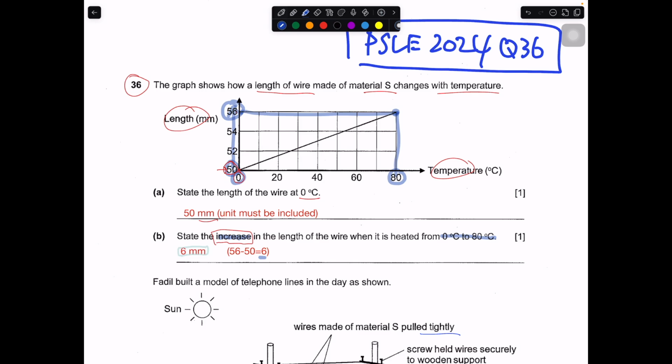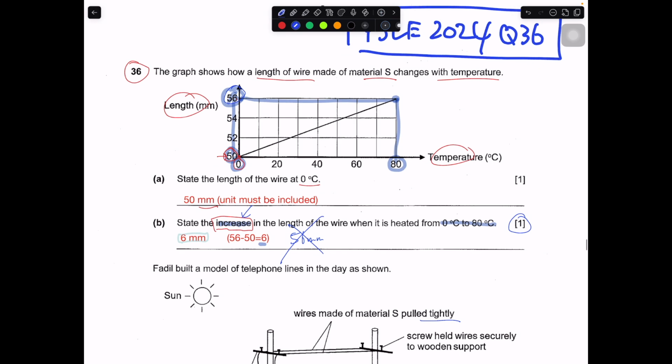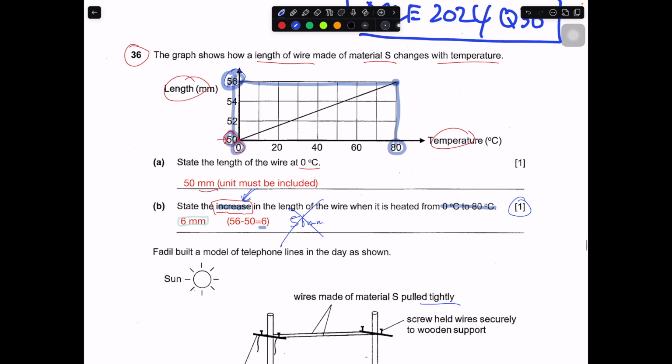Some of you who never read carefully will straight away write 56 mm, which is wrong. 56 is the total length. 56 is not the increase. 6 mm is the increase. So read this part very carefully. This is a very easy 1 mark question to get. If you misread this part, it will be very wasteful. So 56 is wrong.